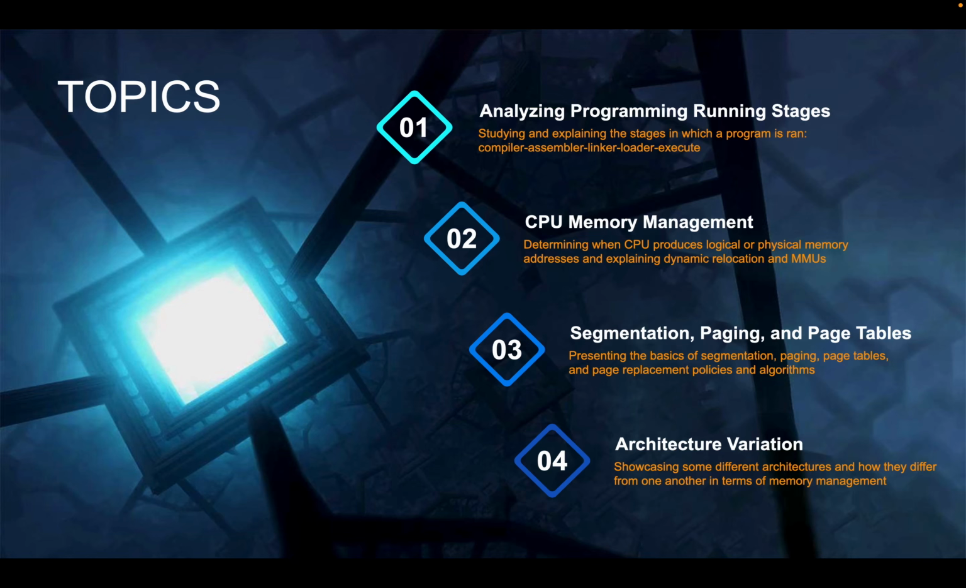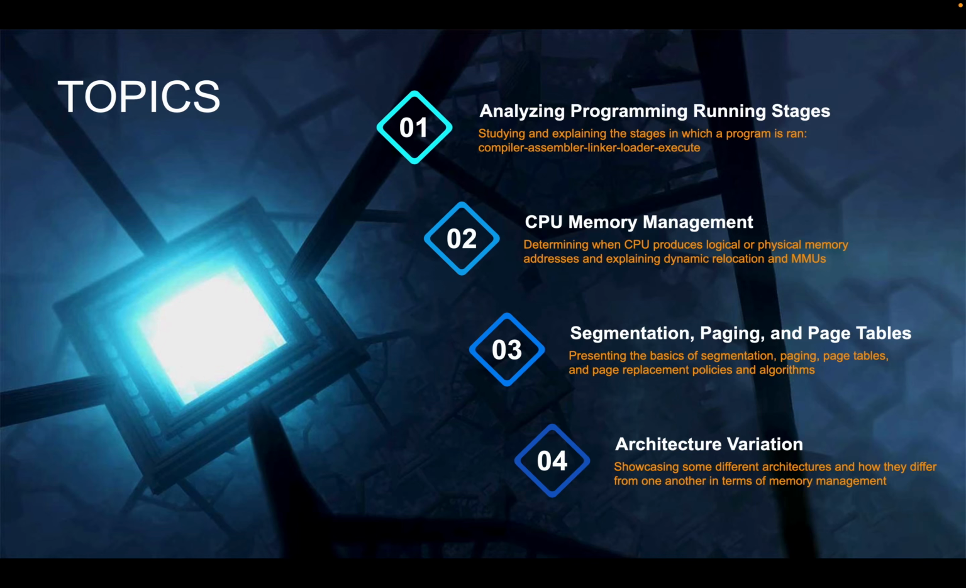First, we'll be talking about analyzing programming running stages, where we will be studying and explaining the stages in which a program is run, from the compiler to the assembler to the linker to the loader, and then finally executing. Then we'll be talking about the CPU memory management, such as determining when the CPU produces logical or physical memory addresses, and explaining dynamic relocation in MMUs.